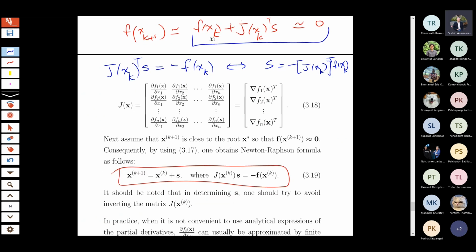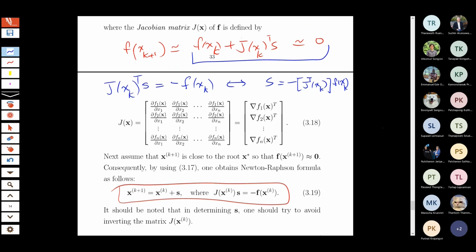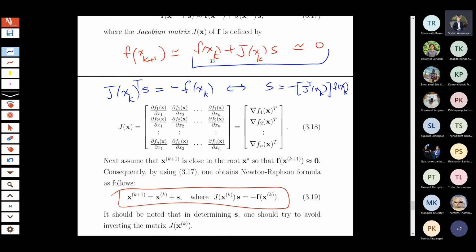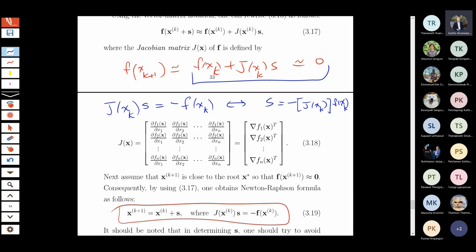But I prefer writing the Newton-Raphson as equation 3.19. I prefer this form to the form in which you write the inverse. One moment, sorry. This is the Jacobian transpose? Sorry, no, there is no transpose. In this definition, this is not transposed. Sorry for the mistake. But then this is the inverse: minus J inverse F(xk).